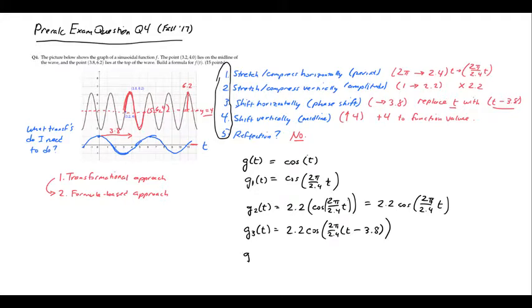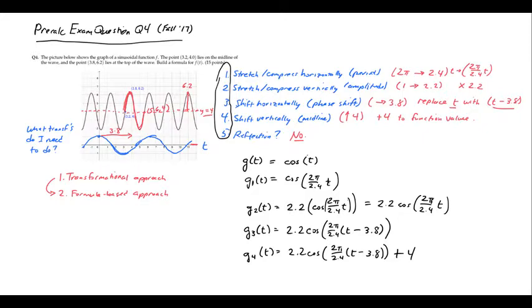And finally, g4, I'm going to apply the vertical shift: take this whole thing, 2.2 cosine 2 pi over 2.4 (t minus 3.8), and add 4 to the whole thing. All right, so now if I substitute in 3.8, what do I get? I get 0 here, which means I got 2.2 times the cosine of 0. Cosine of 0 is 1, so that's 2.2 times 1.